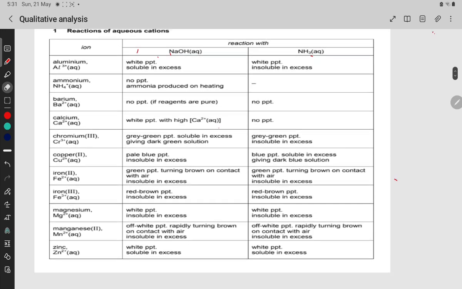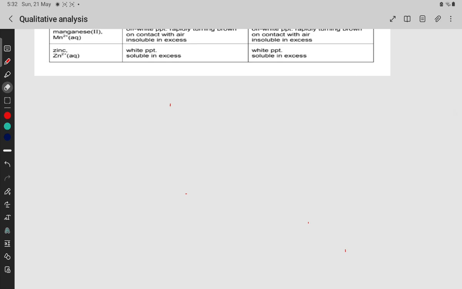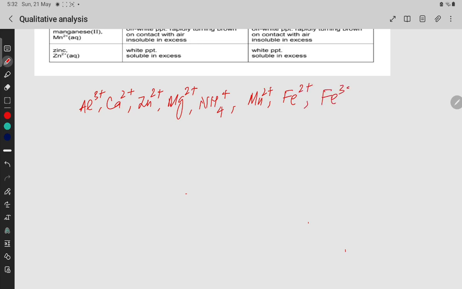You know that cations are identified by using the reagents sodium hydroxide and ammonia solution, and you should know that there are three types of observations whenever we are dealing with the cations using sodium hydroxide and ammonia solution. First of all, you should know about the cations present in your syllabus. So these cations are in your syllabus.